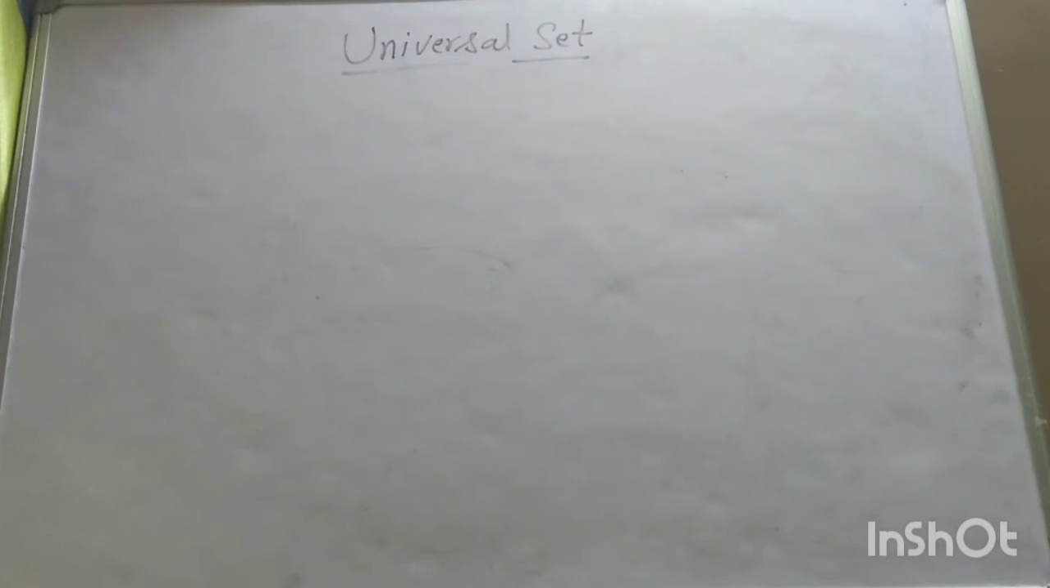Now, what is a universal set? Universal set is something similar to universe. As universe contains everything, we can say universal set also contains everything. Now, what do we mean by everything?